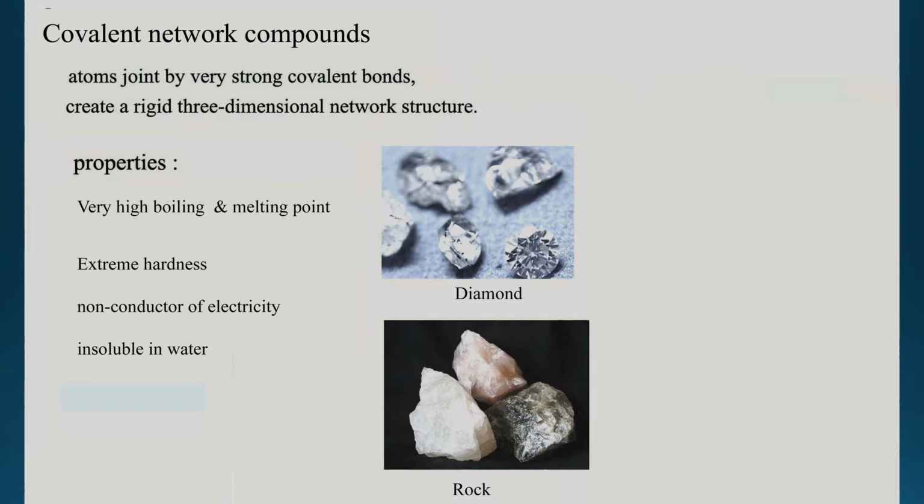They form a rigid three-dimensional network structure. Pay attention to this sentence: rigid three-dimensional network structure. This gives it the properties of a very high boiling point, extreme hardness, non-conduction of electricity, and insolubility in water. I'm going to give examples: diamond, rock.